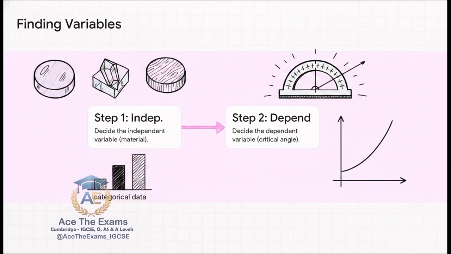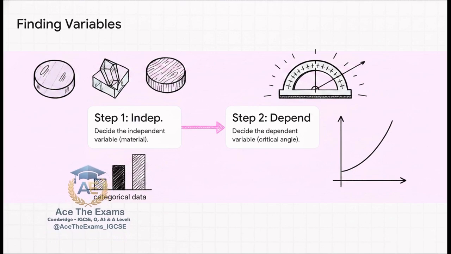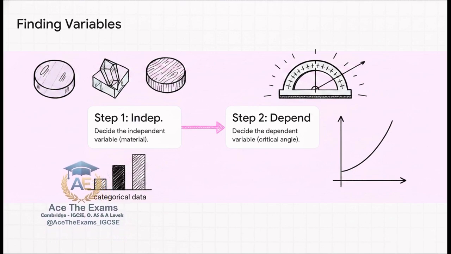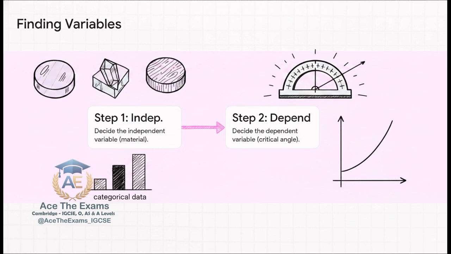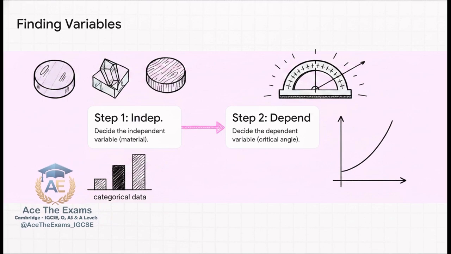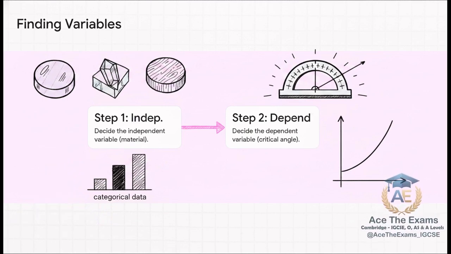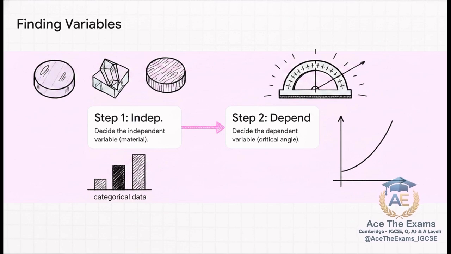Step 2. You then use your ray box to find the exact value of the critical angle each time you swap the block. That makes the size of the critical angle your dependent variable. And since an angle can be 41 degrees or 41.5 degrees, it is continuous data. If you write this logic clearly in your exam paper, identifying exactly what you change and what you measure, you are securely locking in those method marks.